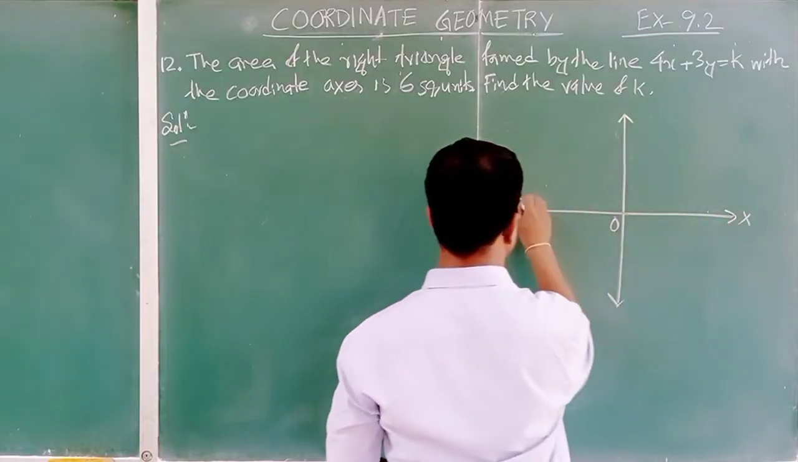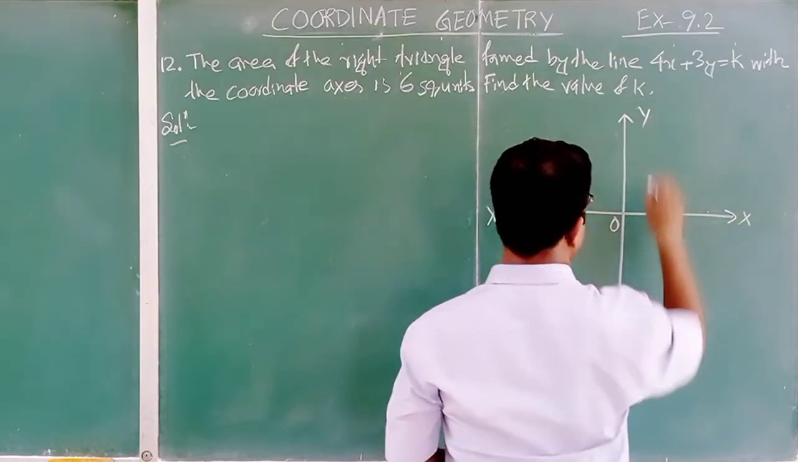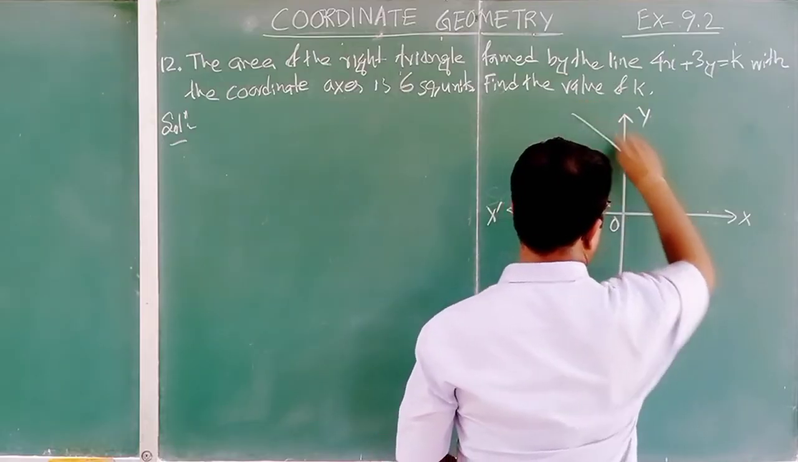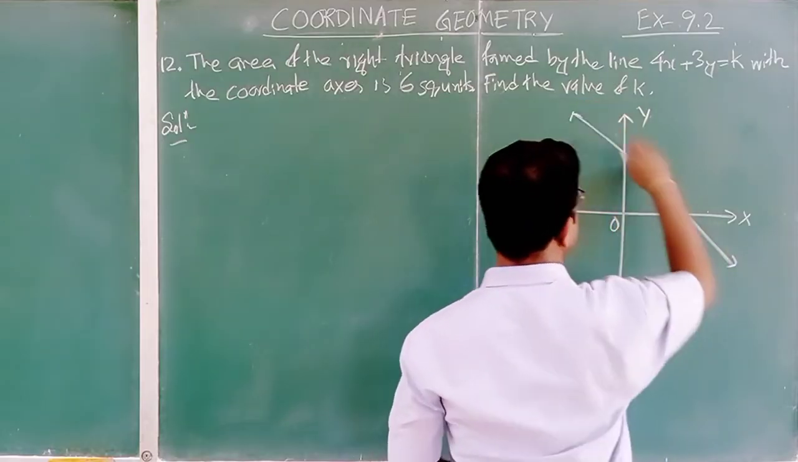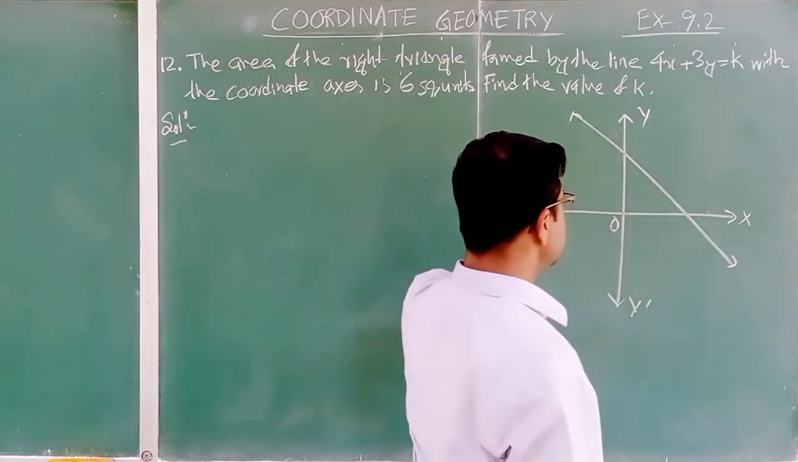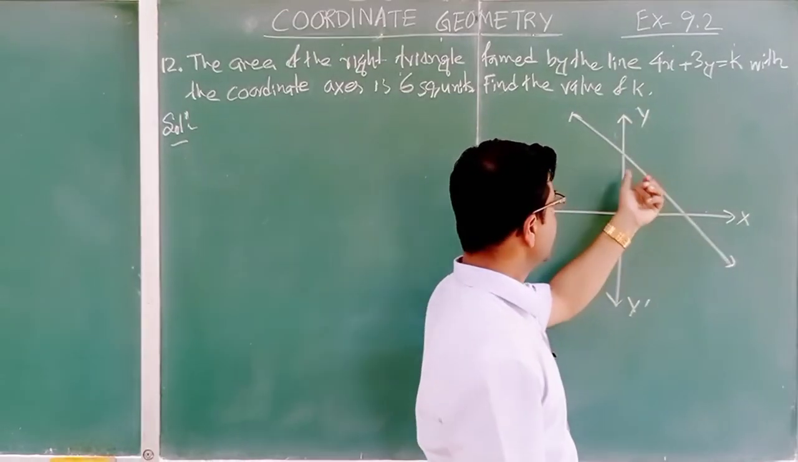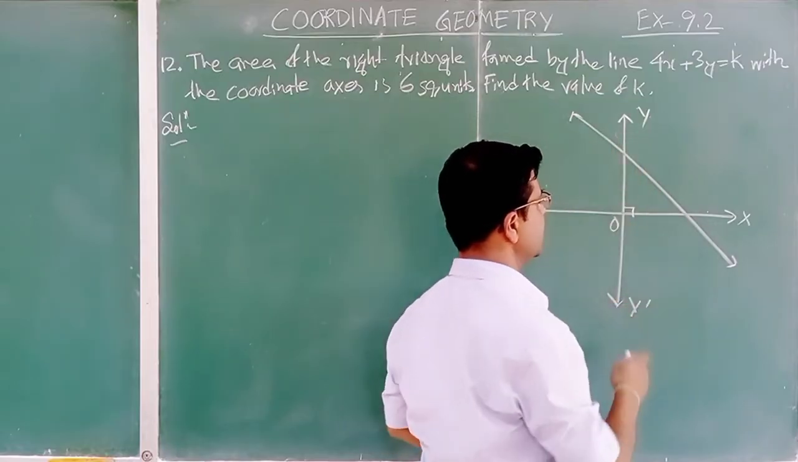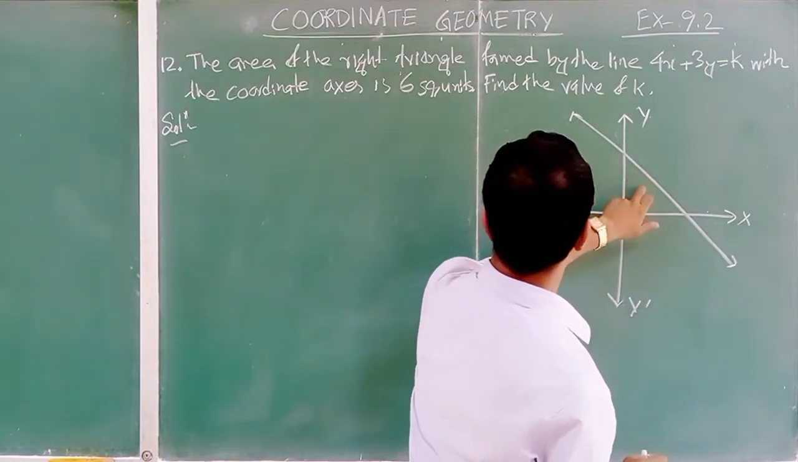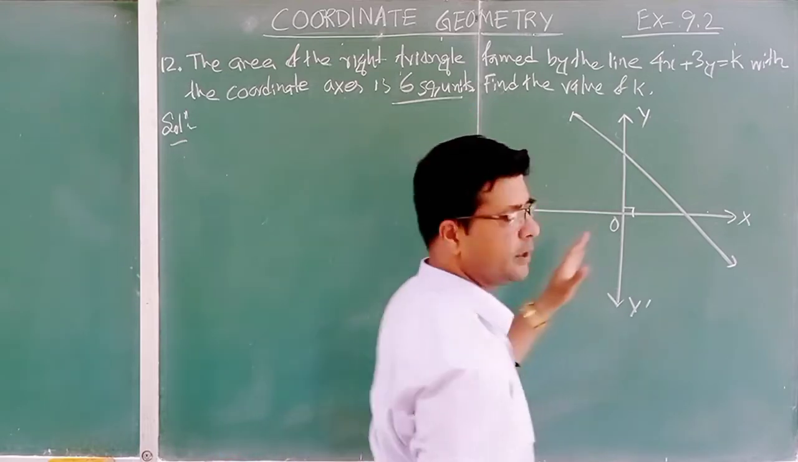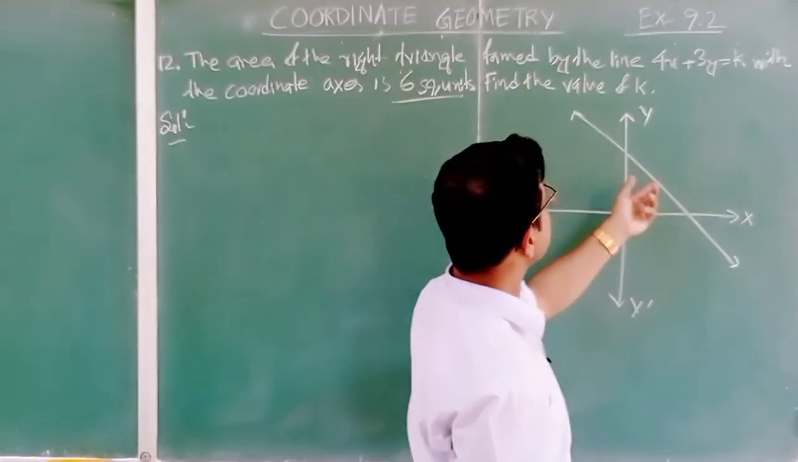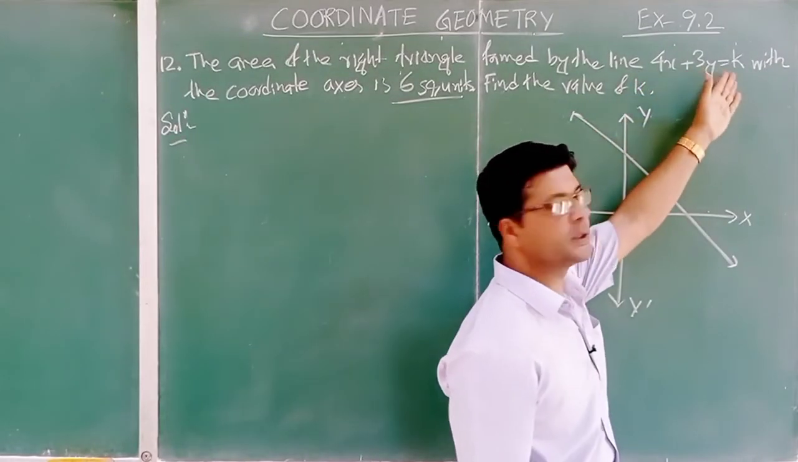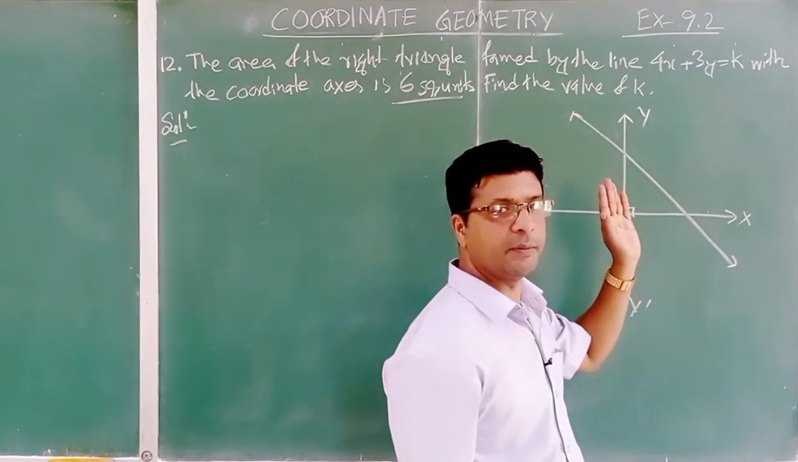This is the x-axis, this is the y-axis. There is a straight line like this. Suppose it is inclined like this. Now this straight line forms a right angle triangle with the x-axis as well as with the y-axis, and its area is given. Area is 6 square units. Now the question is to find the value of k, because k is given in the equation of the straight line.